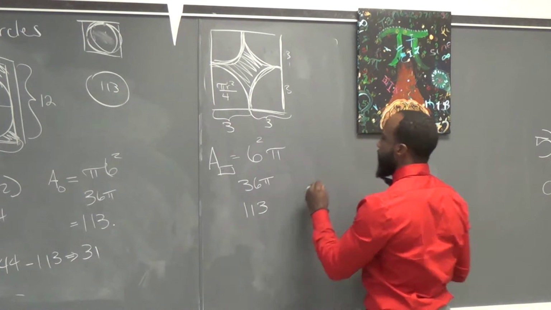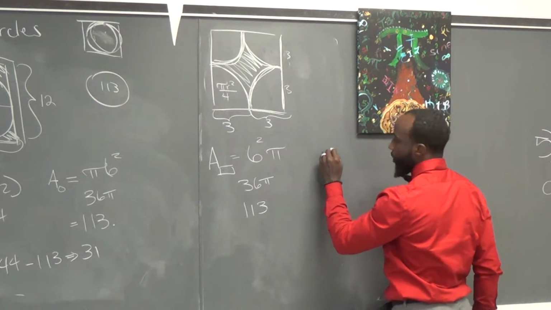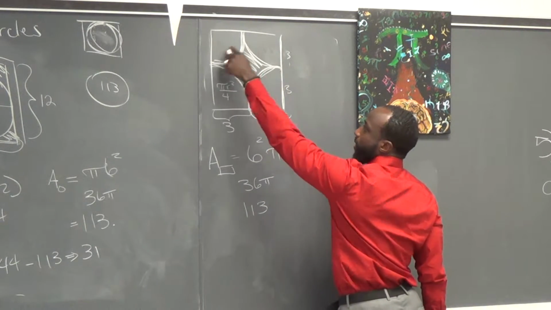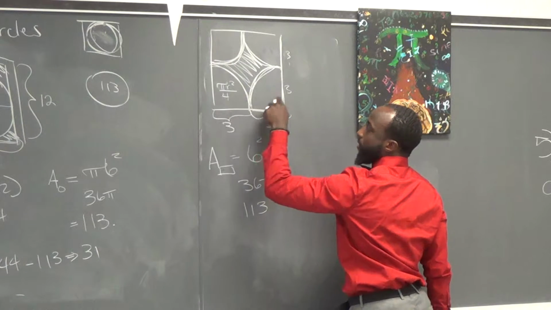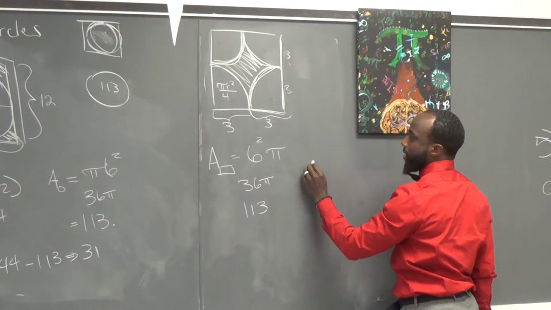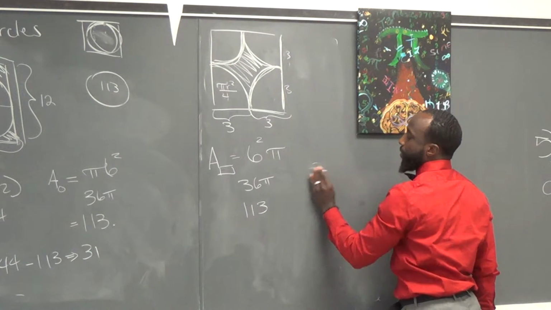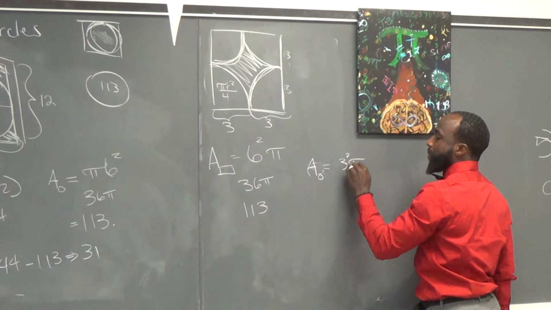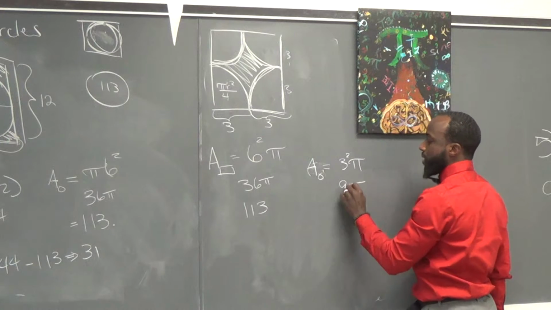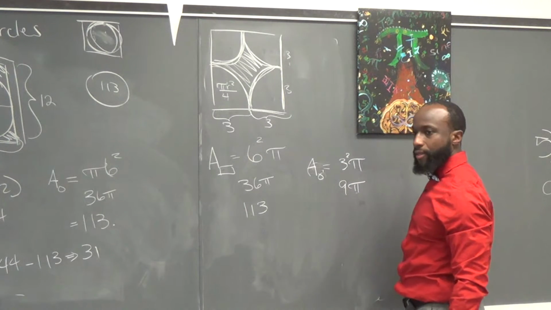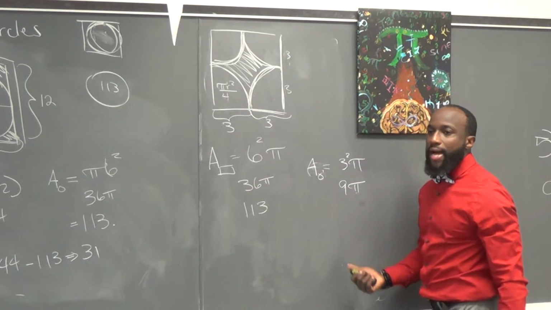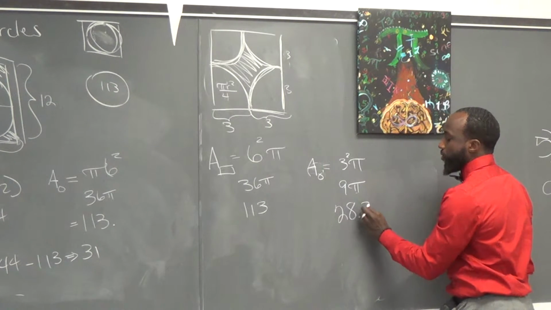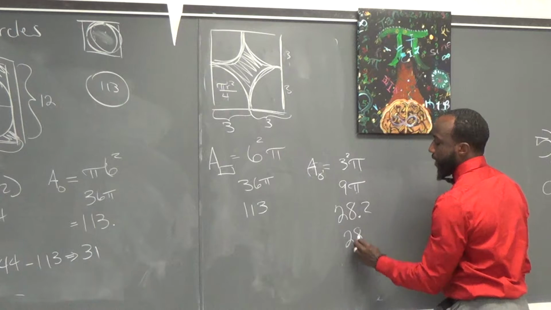And now the area of our circle. Since it's 4 of these, we end up with a whole circle, right? So you essentially could just work this one out like this: the area of the circle equals 3 squared times pi, which is 9 times pi. 9 times pi gives you 28.2, rounded to the nearest whole number, which would be 28.